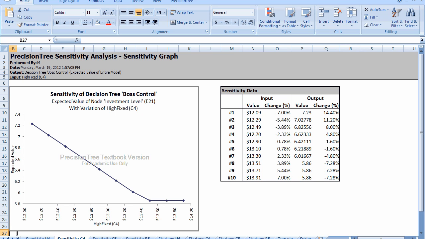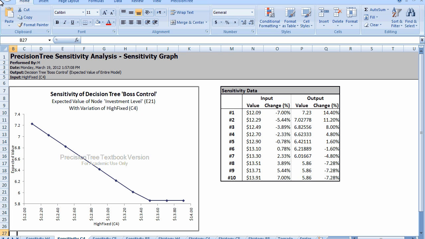But notice as it gets beyond 13.4, at 13.51, and you look at the output value, you see that from that point on, the expected value is constant at $5.86 million. The reason is that the optimum solution actually changes somewhere near there. It's not easy to see in this particular graph, but later on when we see the strategy region graph, it'll be obvious how the two alternatives intersect.